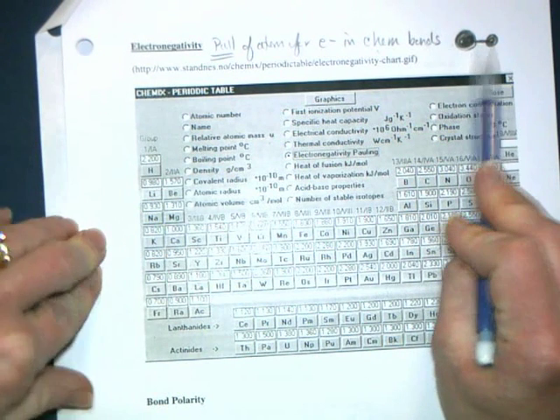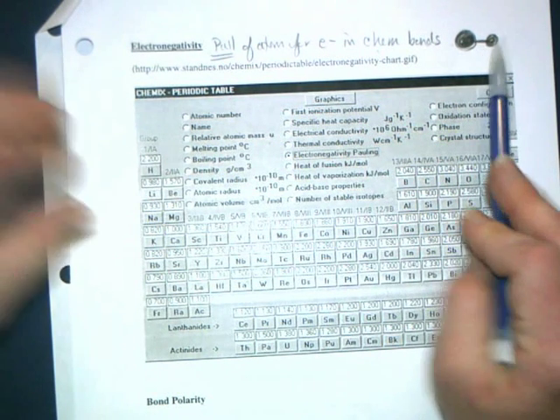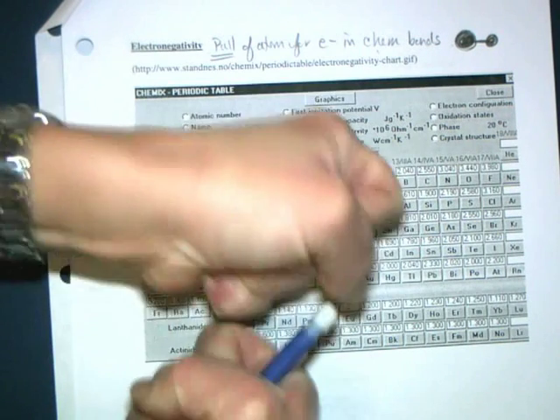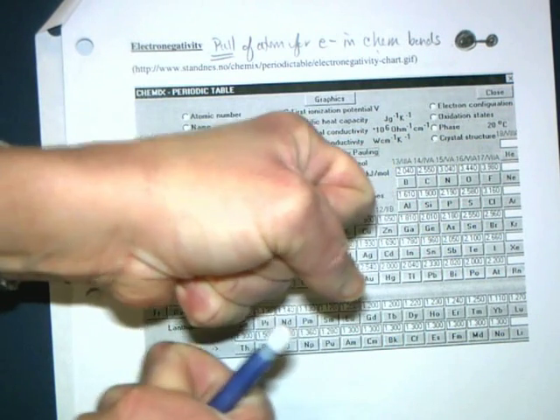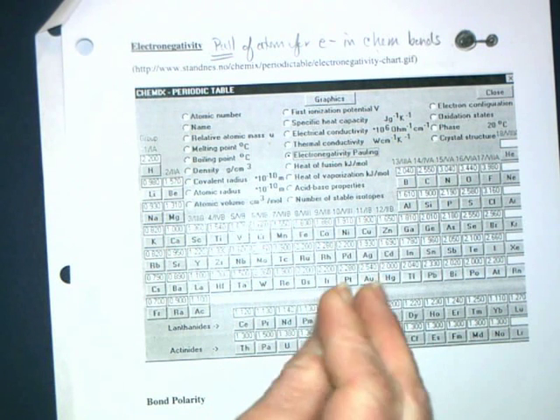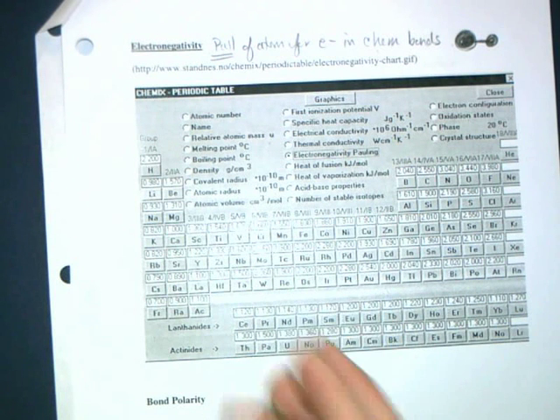pull for the electrons. If you think of a tug of war, the smaller elements can hold on with two hands to the rope, where the larger atoms are kind of just barely holding on with their tippy fingers. So they just can't efficiently pull, hence have lower electronegativities.